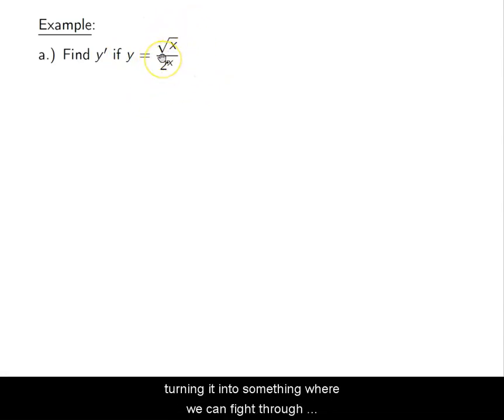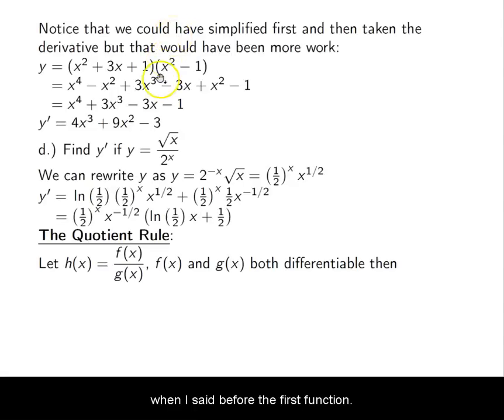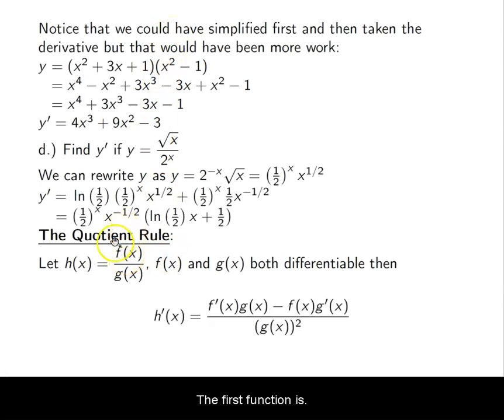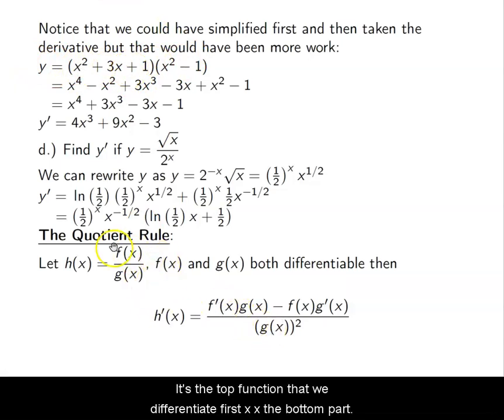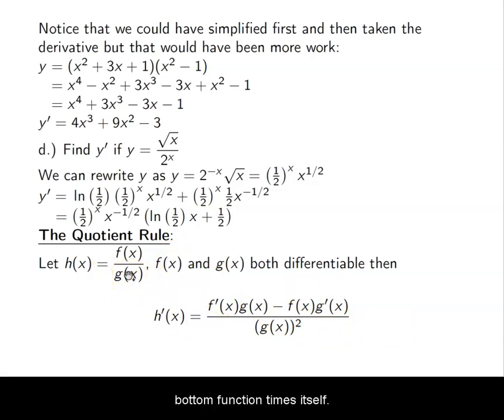So instead of manipulating this thing and turning it into something where we can use the product rule, we are going to go ahead and use the quotient rule. When I said before the first function is the top function, for the product rule the first function was the first one that we saw. So here, it's the top function that we differentiate first, multiply it times this bottom function. We're going to subtract from that the top function being left alone and the bottom function being differentiated. And then we're going to divide that entire thing by that bottom function times itself.